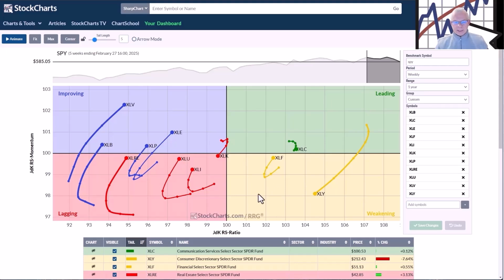So stepping back and looking at the bigger rotational picture, I feel that what this is telling us is that we do see some sector rotation, especially on the daily time frame, but it's kind of mitigated by what we see on the weekly time frame.